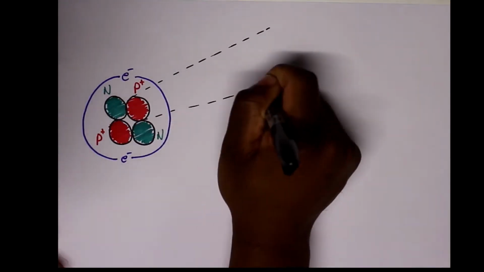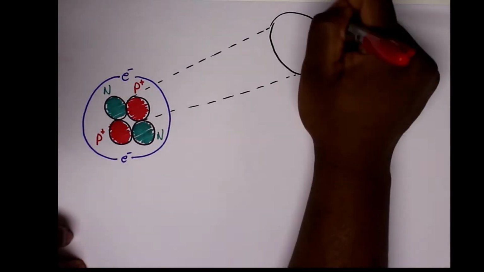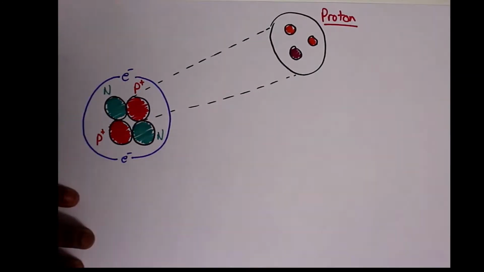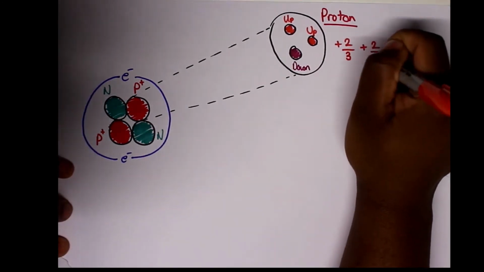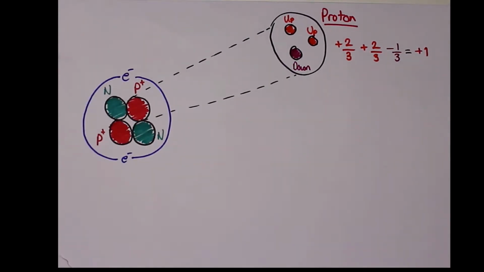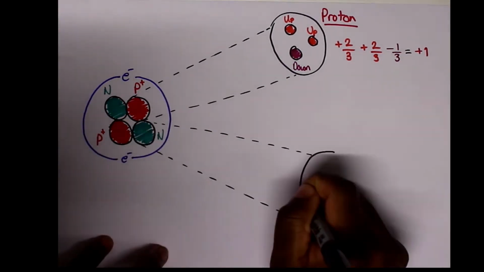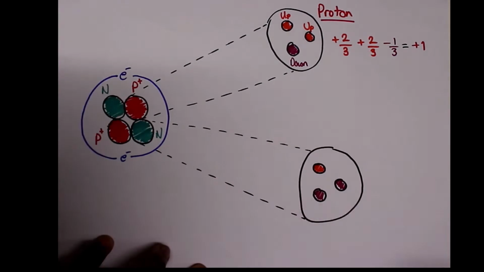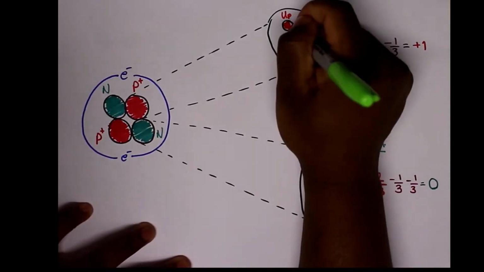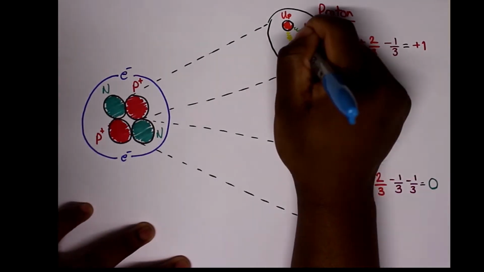If you look closer, they're actually made of smaller particles called quarks. The proton has 2 up quarks and 1 down quark. The up quark has a charge of plus 2/3, while the down quark has a charge of negative 1/3. This gives the proton the familiar +1 charge. On the other hand, the neutron has 2 down quarks and 1 up quark, which gives it a 0 charge. These quarks are held together by gluons, which we'll explain in more detail later.